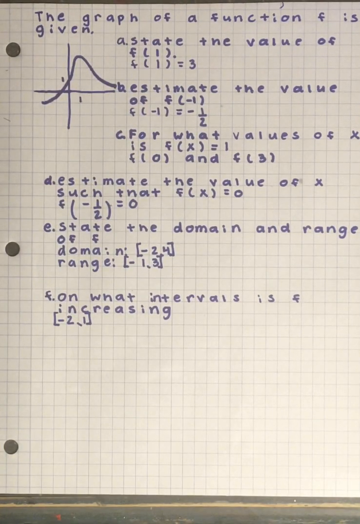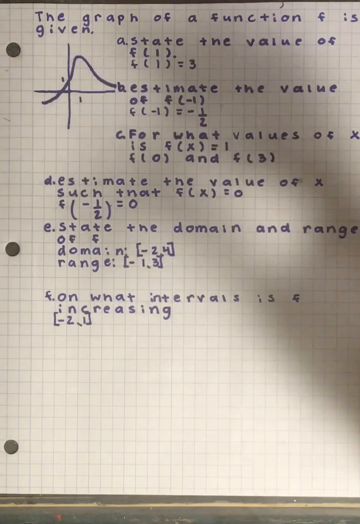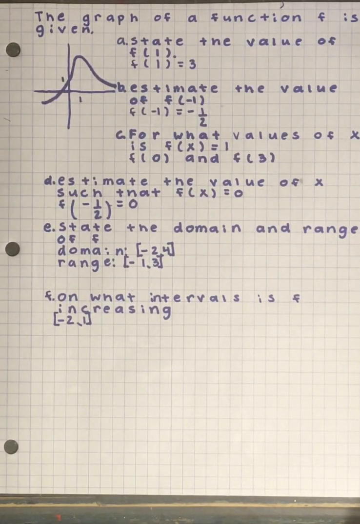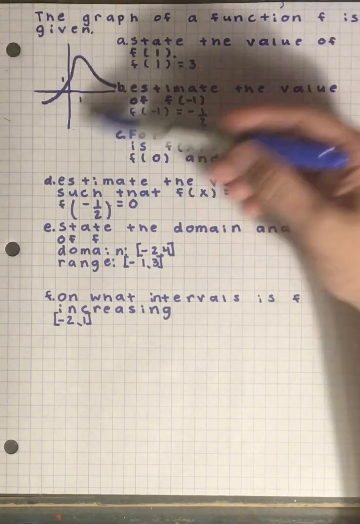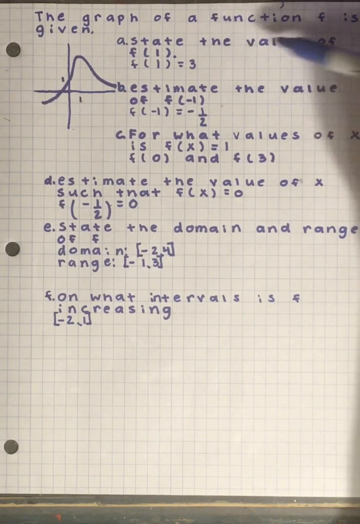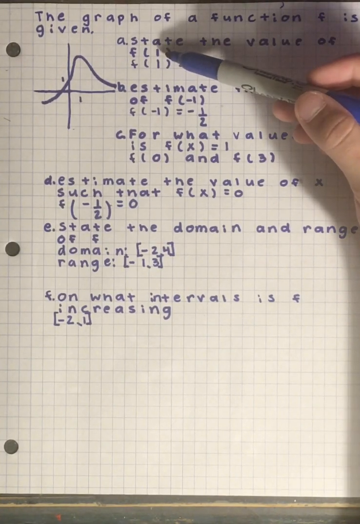So, what we're looking at is a problem that's analyzing this graph. It's saying that the graph of a function is given, so this graph. This is a 6-part question. The first question is, state the value of f of 1.